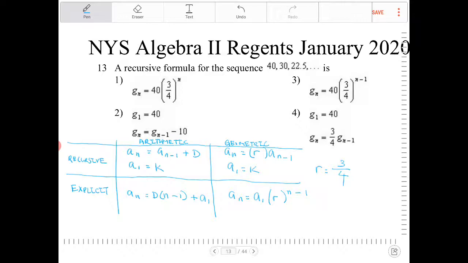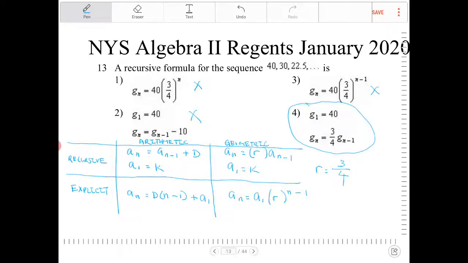So that actually just immediately eliminates option 2, because I can tell I'm dealing with a recursive equation, but an arithmetic recursive equation where the common difference is -10 and the starting value is 40. I don't have a common difference here. I have a common ratio. And then looking at options 1 and 3, they're written more as explicit geometric sequences. They are not recursive. Those are not good.